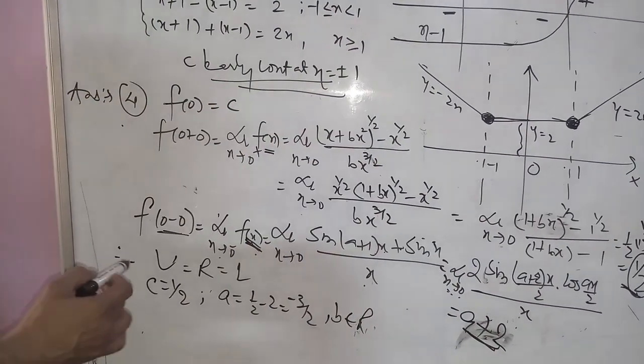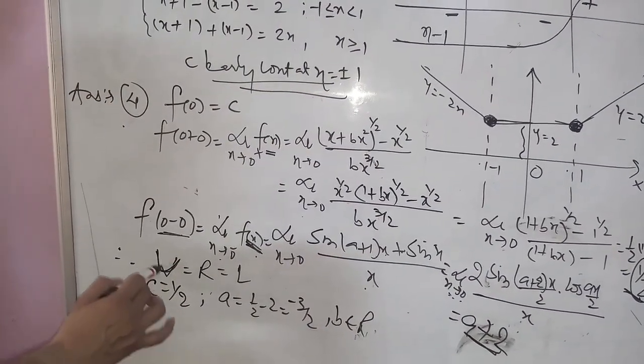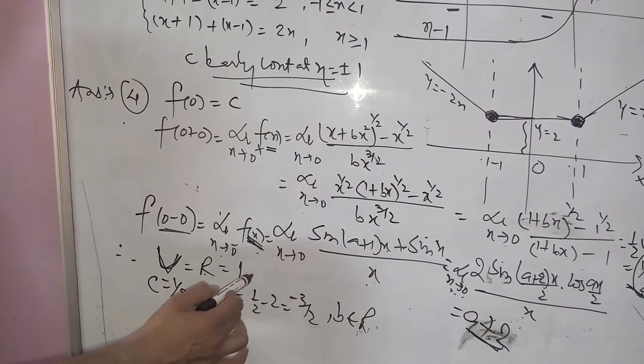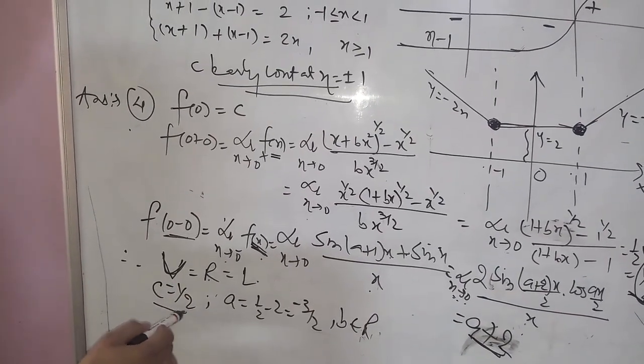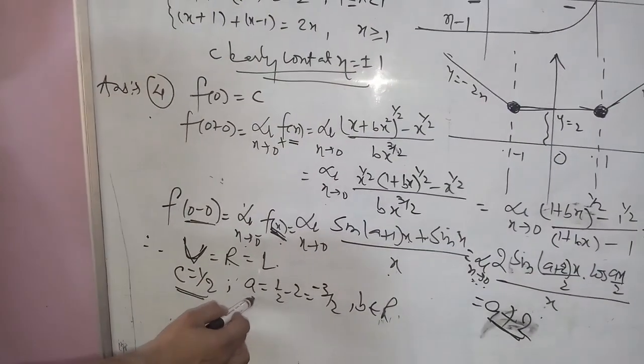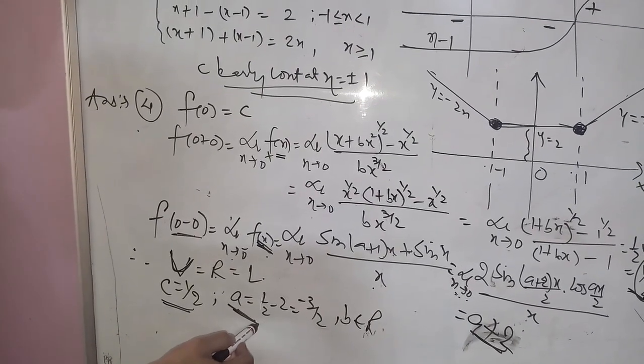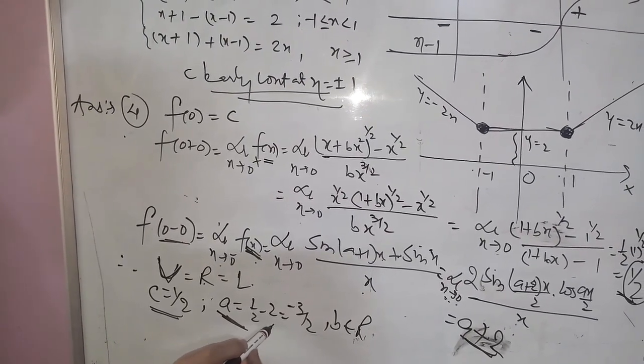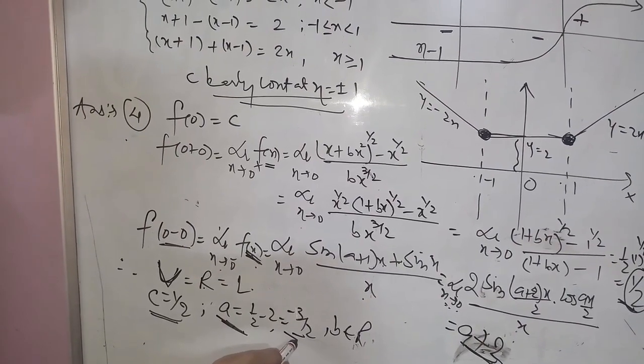So the function is continuous at 0: the value, right hand limit and left hand limit are equal. c equal to 1 by 2, and c equal to a plus 2, means a equals 1 by 2 minus 2, that is minus 3 by 2.